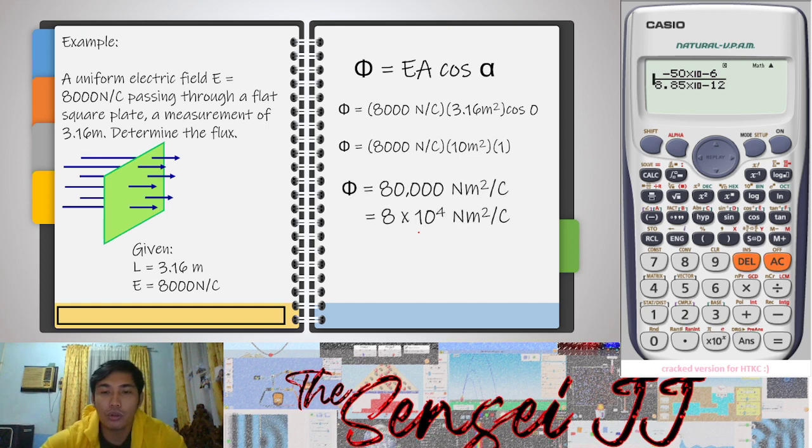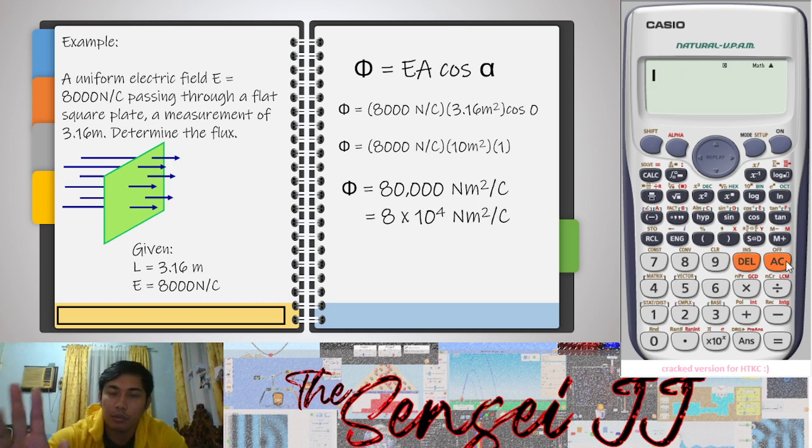So multiplying those, we will be having an answer of 80,000 Newton square meter per coulomb, or in other case, we can rewrite it as 8 times 10 raised to 4 Newton square meter per coulomb. Okay, so let's try to solve this one. We have here our 8,000.